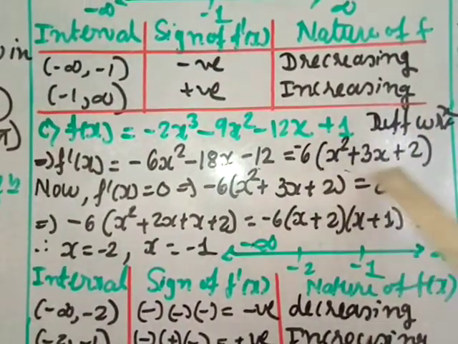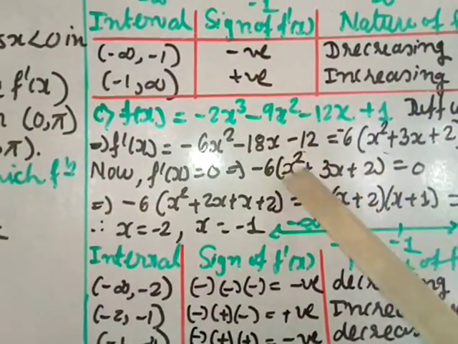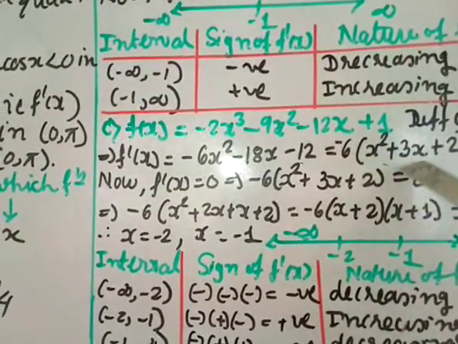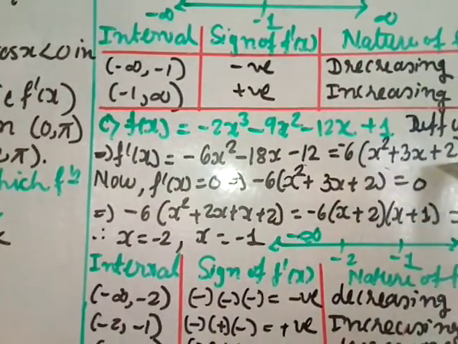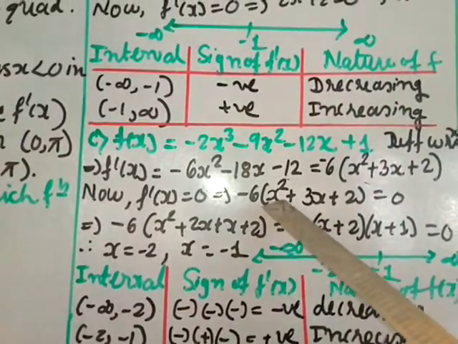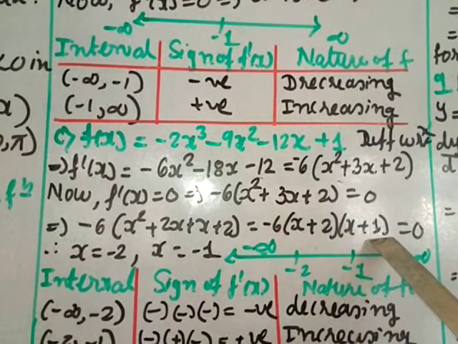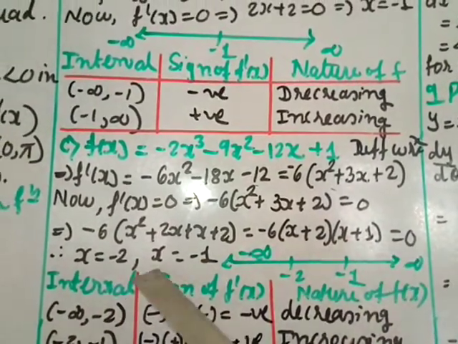I will equate this with 0. Then minus 6, we just neglect it. We have to only solve for this. Minus 6 is there, we have to keep it in mind, but for finding the value of x, I will not take it. So if I split the middle term, the factors I get are (x plus 2)(x plus 1) equal to 0. That means x is equal to minus 2 and x is equal to minus 1.